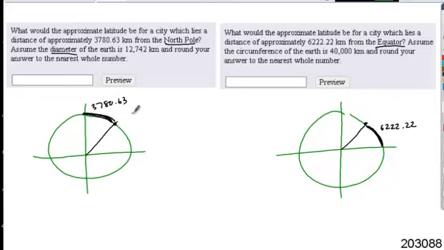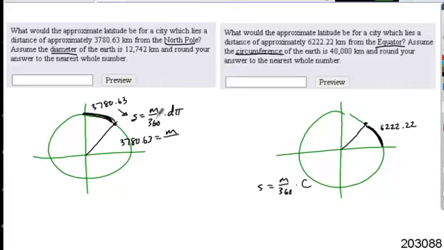Okay, up here, I'm given the diameter. So when I set my equation, I'm using arc length is equal to m over 360 times d pi. And then here, I'm given the circumference. So I'm taking arc length is equal to m over 360 times c. Now, I have my arc length, so I can plug this number in for s, 3780.63.